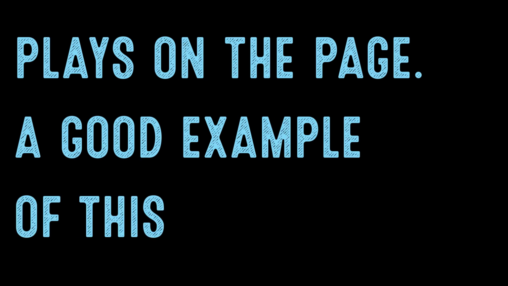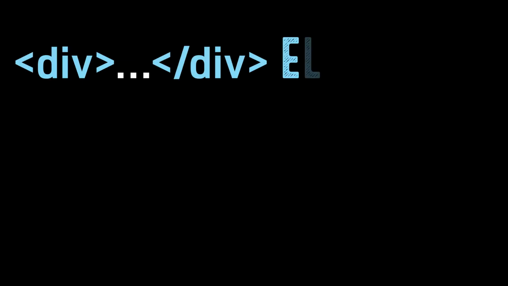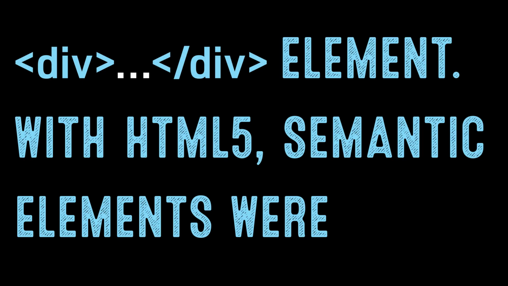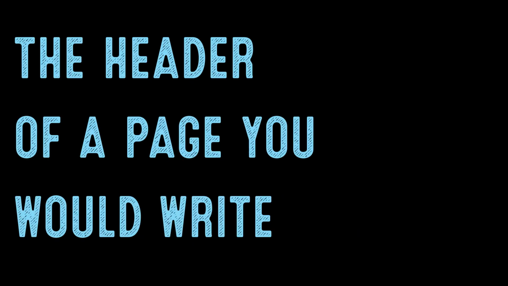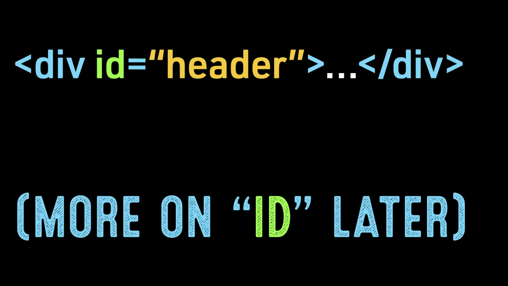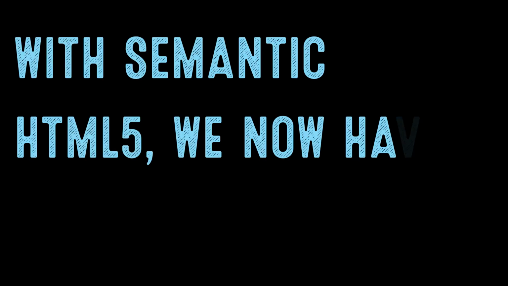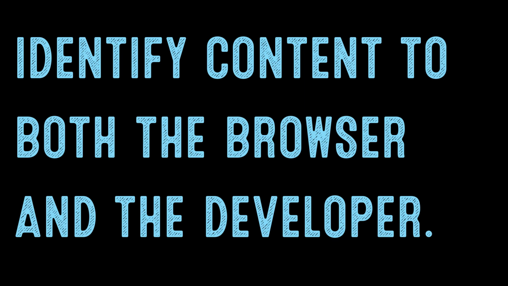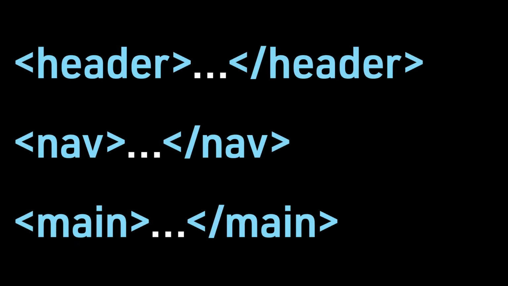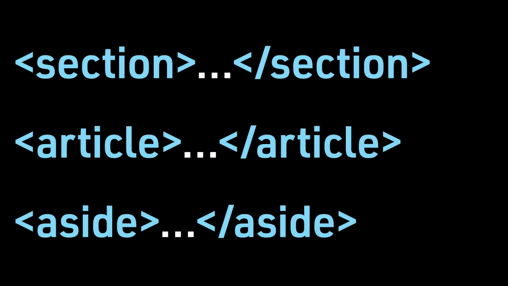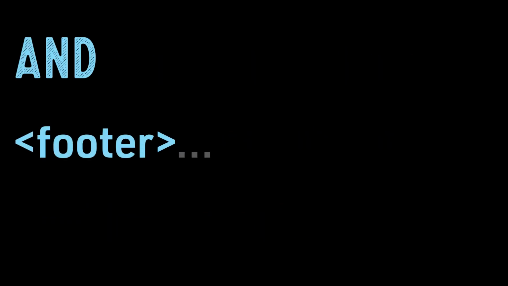on a page. A good example of this is the div element. With HTML5, semantic elements were introduced to help solve this issue. Prior, to define a header of a page, you would write div opening tag, ID equals header, div closing tag. More on ID later. With semantic HTML5, we now have elements that identify content to both the browser and the developer. Some examples of semantic markup include header, nav, main, section, article, aside, and footer.